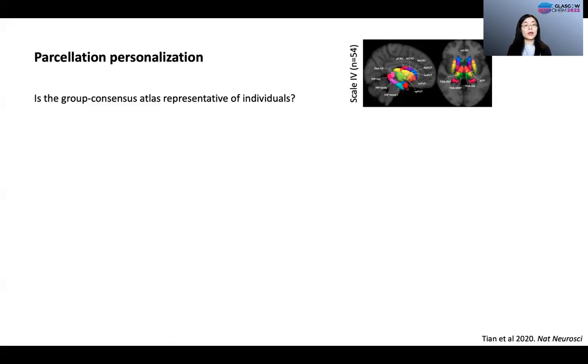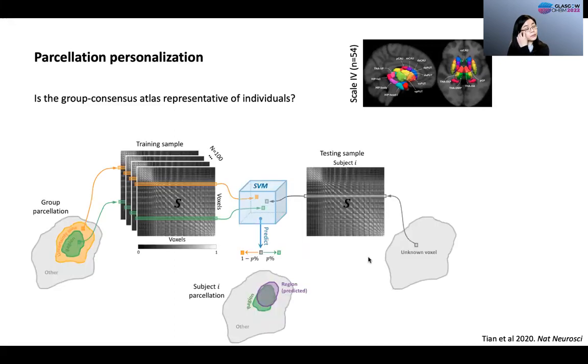So in this case, to address this question, we use an SVM classifier, a machine learning approach, to derive personalized subcortical parcellation. Briefly speaking, here is a very simple schematic representation of the methods.